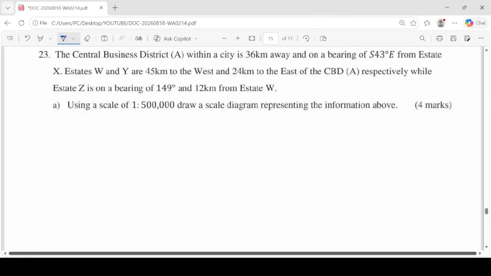Because we are told that the central business district A within a city is 36 kilometers away on a bearing of south 43 degrees east from estate X, we are going to start by locating estate X. This is estate X. So A is south 43 degrees east, so it is from south 43 degrees towards the eastern side. It is that way. So this is the angle 43 degrees.